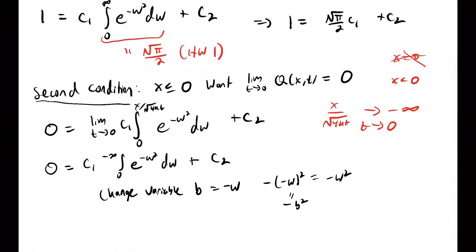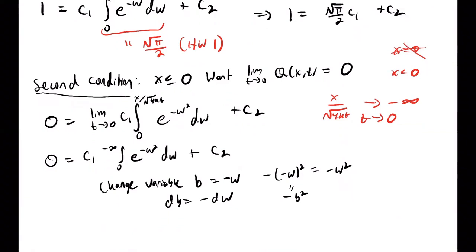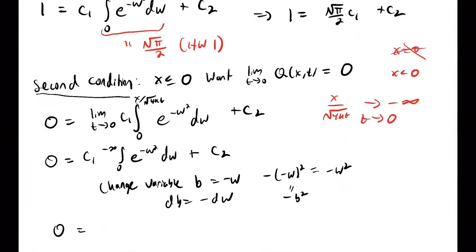So if I do this change of variable, the integrand isn't going to change, it's just going to change my bounds. And db is equal to minus dw, so there's going to be a minus sign that shows up when I do the substitution. And so this gives me 0 is equal to minus c1 times the integral from 0 to infinity of e to the minus b squared db plus c2.